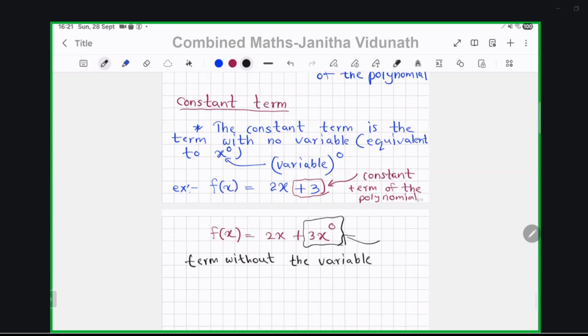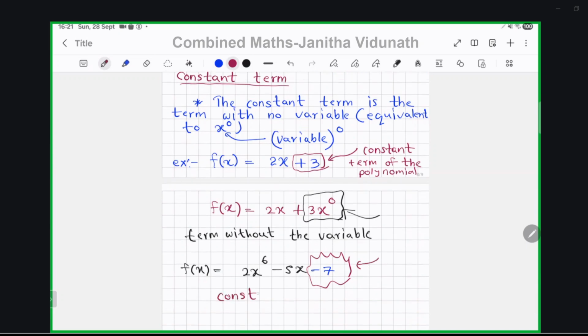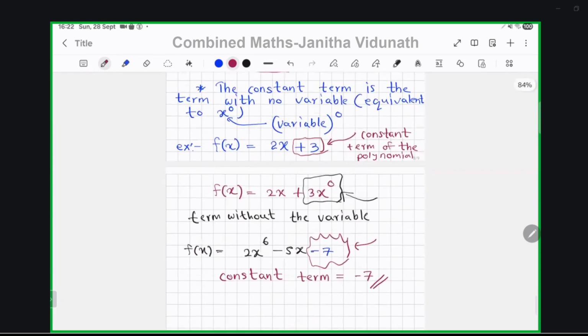Let me give another example. f(x) equal to 2x to the power 6 minus 5x minus 7. Then the term without the variable is minus 7, the term with the sign. Then the constant term is equal to negative 7. Okay, write down those two examples also.